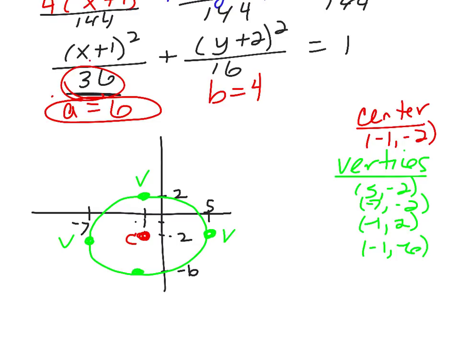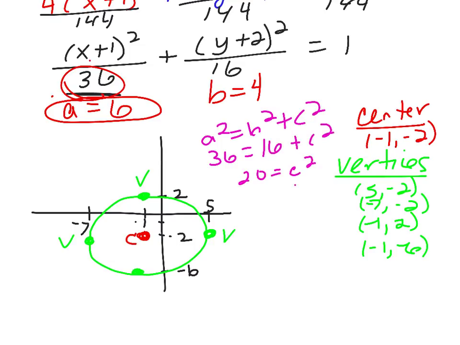Now I need my foci. For the ellipse, sorry, I have the wrong writing tool. For the ellipse, I use a squared equals b squared plus c squared. So I have 36 equals 16 plus c squared. So c squared is equal to 20, so c is equal to plus or minus the square root of 20.